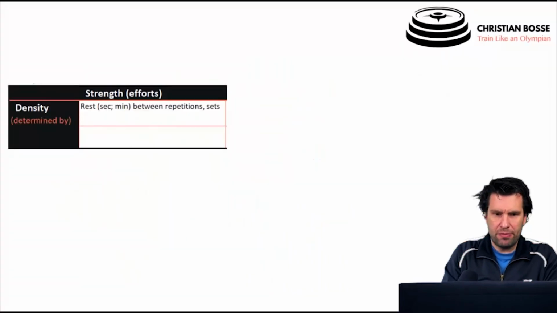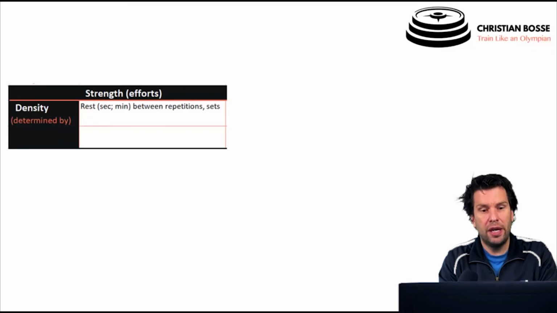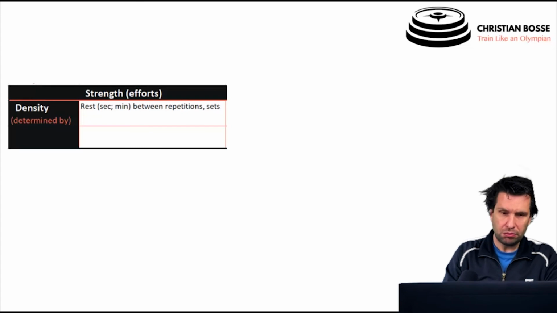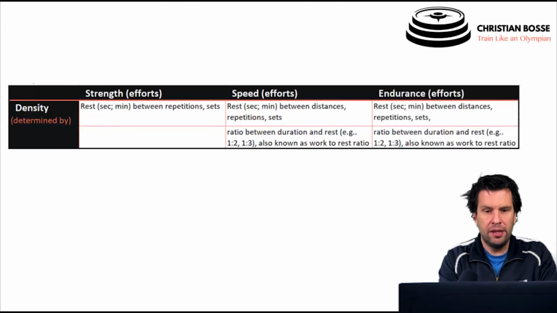Training density. For strength efforts, the work to rest ratio and the rest between repetitions and sets. Between repetitions is called intra-serial rest or intra-set rest, and between the sets, inter-serial rest or inter-set rest. Speed efforts: rest between distances, repetitions and sets, or also the work to rest ratio. And endurance efforts: rest between distances, reps and sets, or the work to rest ratio.